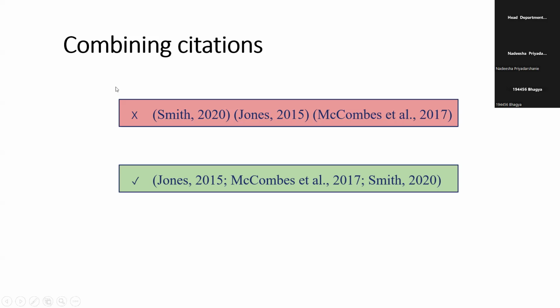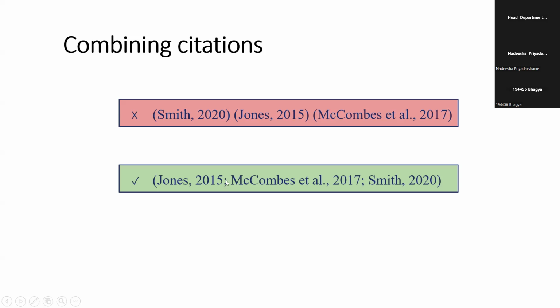Right. Some students follow this method: Smith 2020, then they close the brackets, and again they put other researchers within brackets, Jones, like that. However, this is not the correct method. If we have multiple studies, how do we cite that? We open the brackets, then we cite the first article, Jones, comma, publication year.